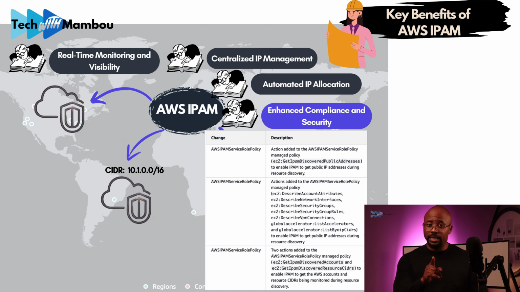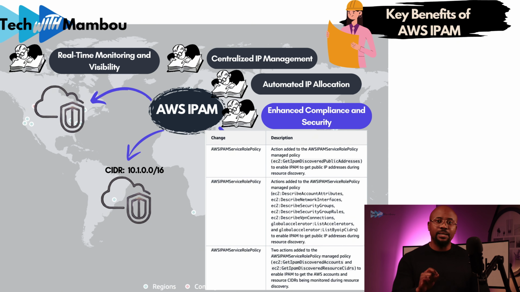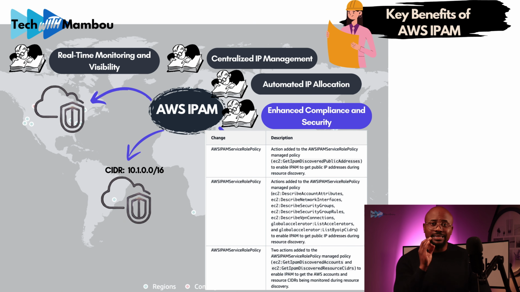As number 4, the last one, enhanced compliance and security. IPAM supports compliance by enforcing your organization IP allocation policies. You can set rules for how IPs are allocated, ensuring that your network configuration meets security and compliance standards.